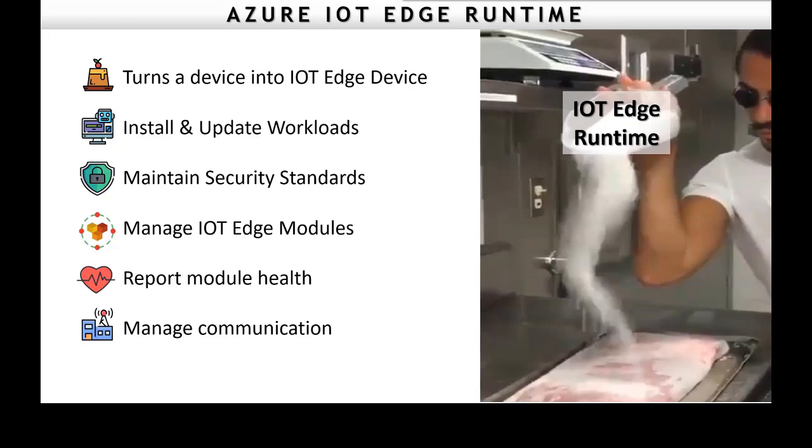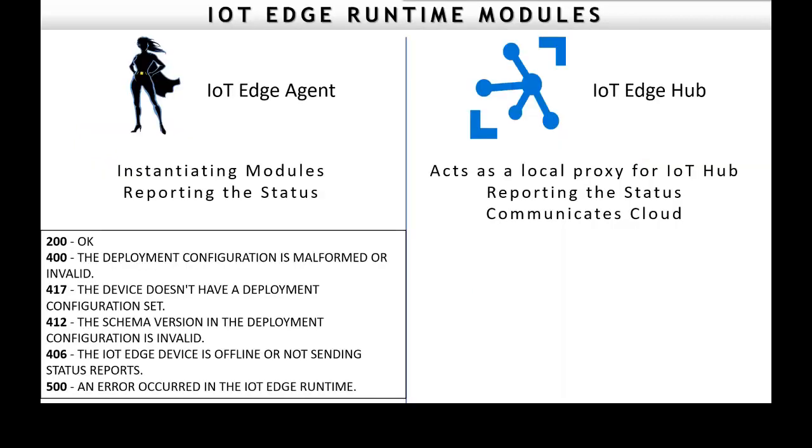It reports the module health. If something is going wrong with the application or your device, it sends that back to IoT Hub. It manages all the communication for you, and all the security standards are in this runtime. So it's a pretty important component, and you have to install it on each IoT device that you want to connect to Azure IoT Hub. To do that, there are two modules running in the runtime. The first one is the IoT Edge agent, and that's mostly for installing the modules. In this case, SQL Edge is one module, and it reports all the status.